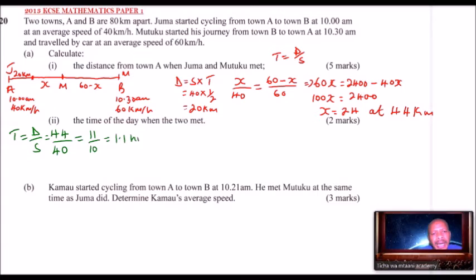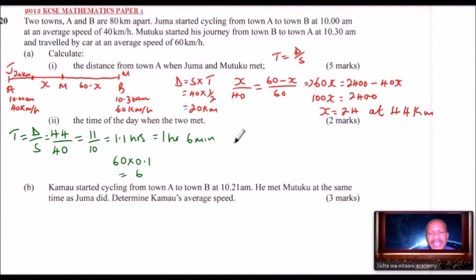1.1 hours. 1.1 hours, this means, if you divide, you get 0.1, so this means it is 1 hour. Then we have 0.1 of 60, so 60 multiplied by 0.1 will give you 6. So it is 1 hour 6 minutes. So this is the time that Juma took up to the time they met.